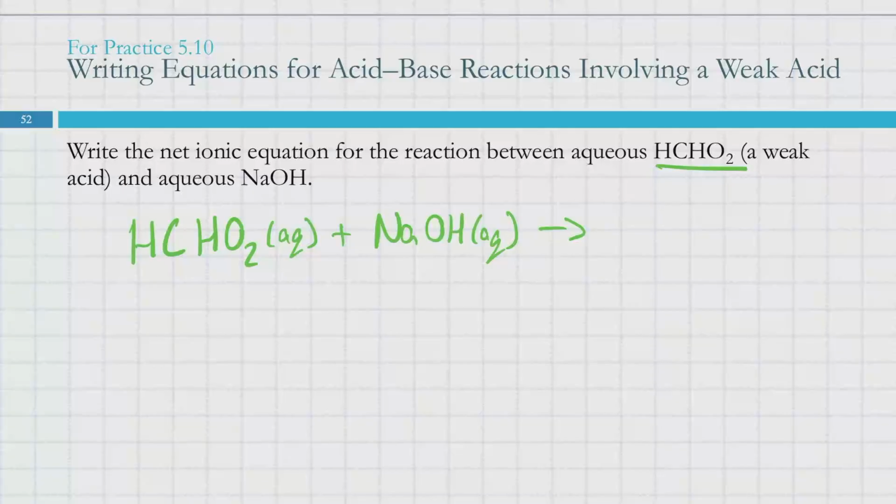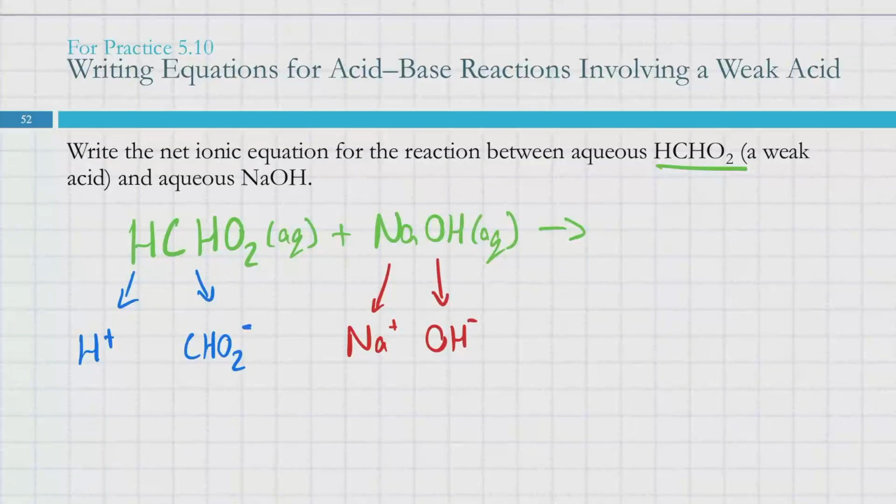It would help us, especially since we haven't seen this thing before, to break this down into its ions. So this CHO2 is a polyatomic ion. It's a group. It's sort of like the little brother to the acetate anion, C2H3O2. So this is going to be H+. We're going to get CHO2-. From the sodium hydroxide, we are going to get the sodium, so 1+, the hydroxide as a 1-. That might look something like this.